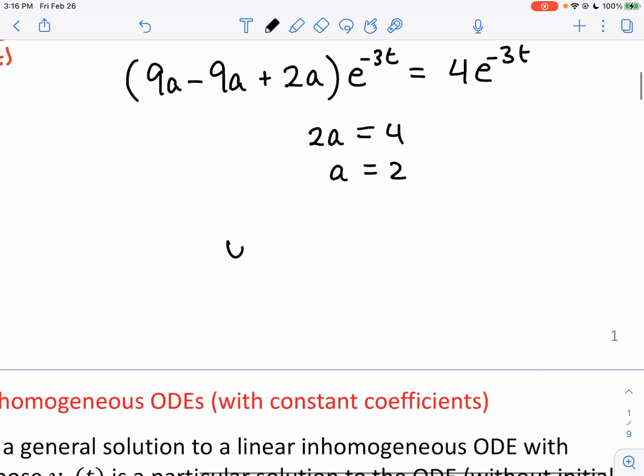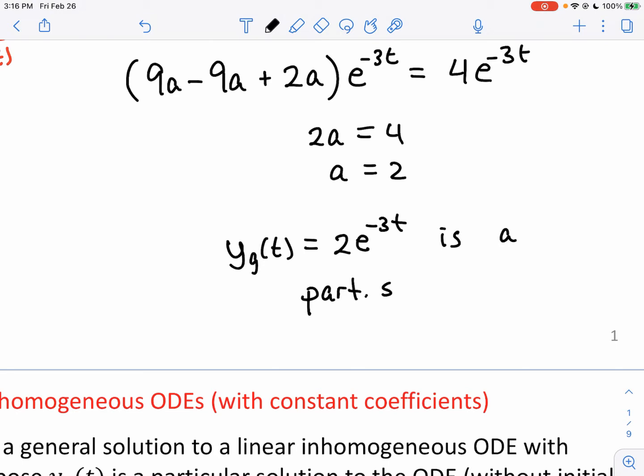So we found that if y sub g as a function of t is equal to 2e to the negative 3t, then this is a particular solution to the ODE.